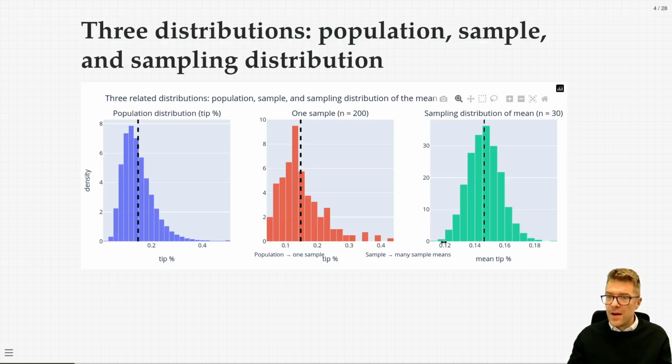Okay. You'll also notice that the shape of the sampling distribution here in green is not exactly the same as the others. The others seem to be shifted a little bit towards the left, whereas the green distribution seems a lot more like our standard bell curve, our standard normal distribution.